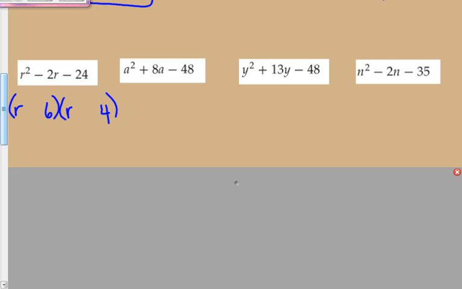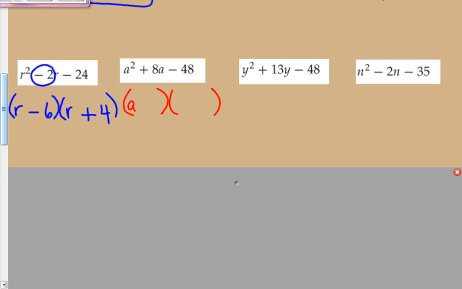That's when you look at your middle term. It's a negative 2, so that means when you subtracted them, the bigger number was negative. So the 6 is negative and our 4 is positive. And there's your answer. So always look at that middle term when you get to that point. Now here's another one.